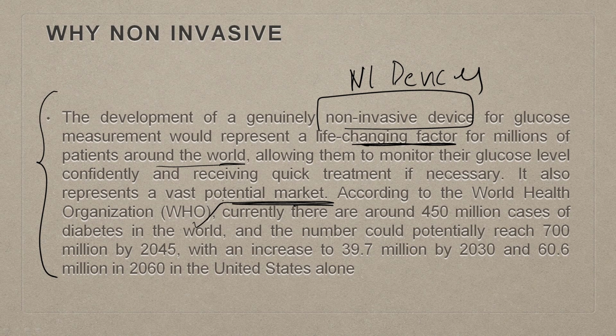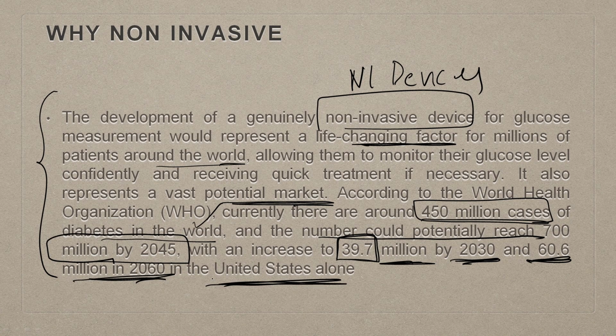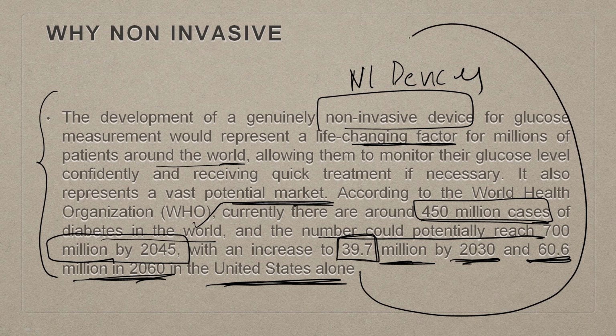According to WHO, the World Health Organization, currently there are around 450 million cases of diabetes in the world, and the number could potentially reach 700 million by 2045, with an increase to 39.7 million by 2030 and 60.6 million by 2060 in the United States alone. So, you are realizing this number tells why non-invasive monitoring is going to get tremendous popularity, because this is where the future lies. Okay.